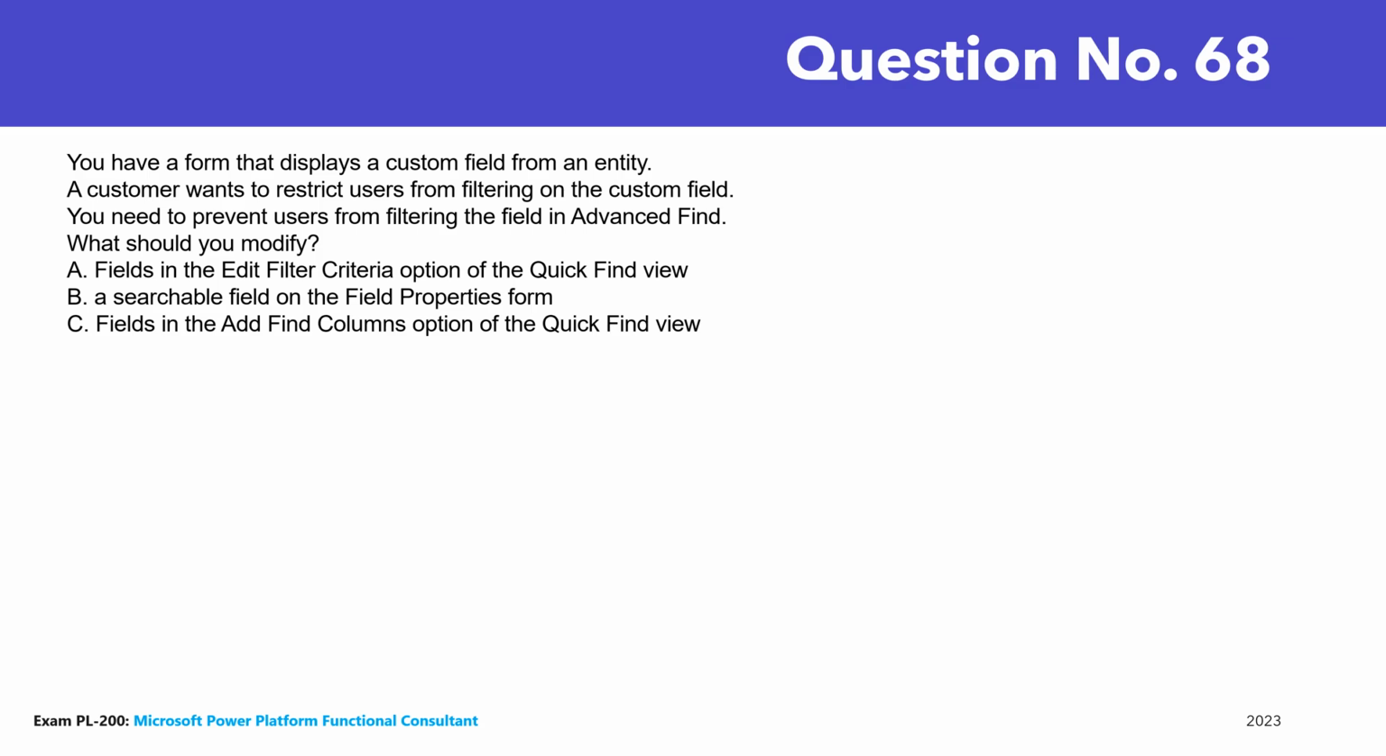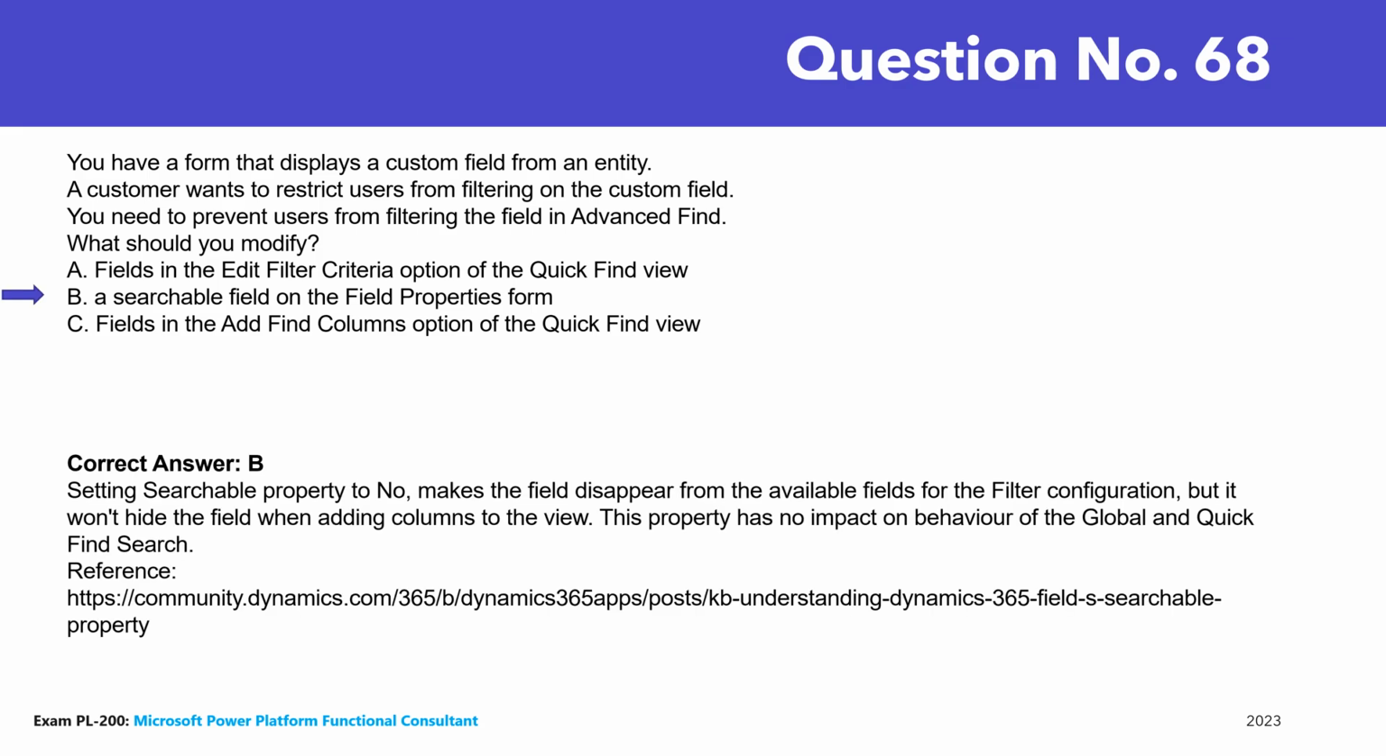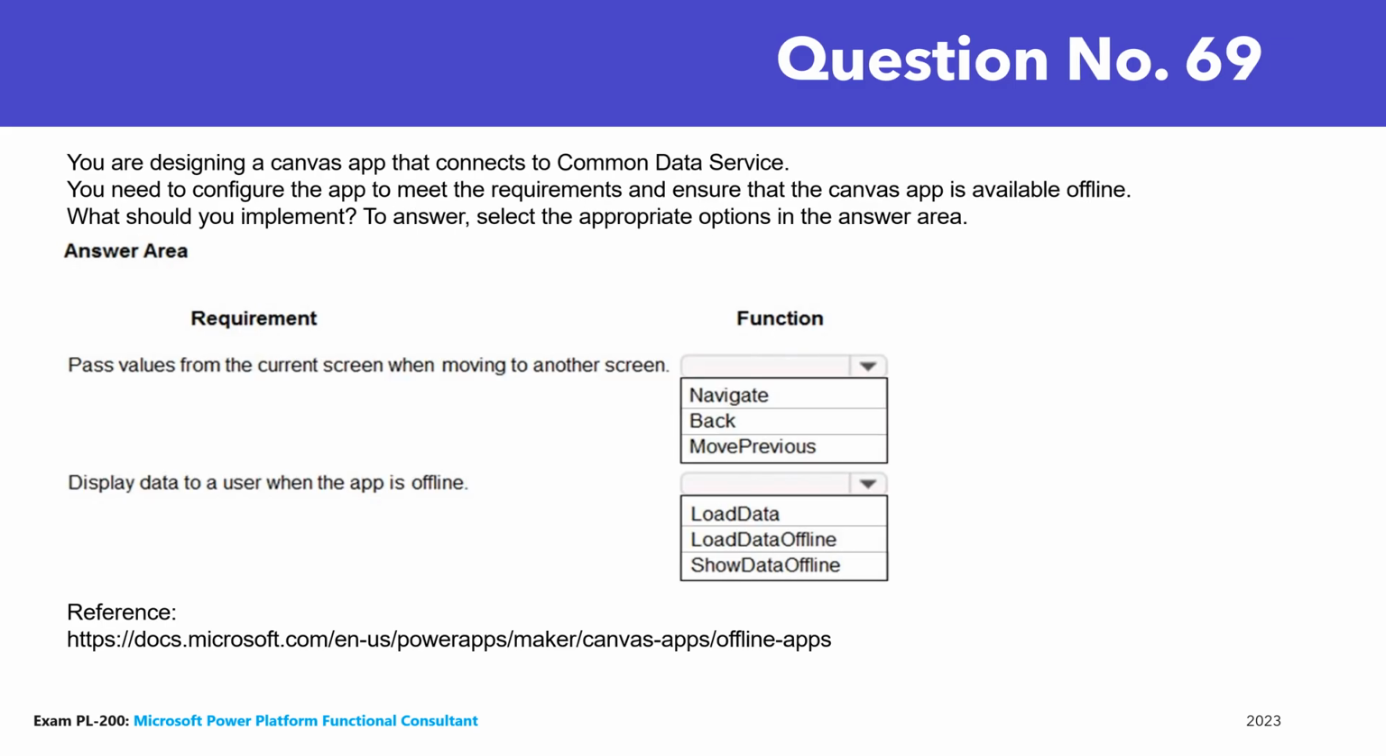What should you modify? A. Fields in the Edit Filter Criteria option of the Quick Find view. B. A searchable field on the Field Properties form. C. Fields in the Add Find Columns option of the Quick Find view. Correct answer, B.